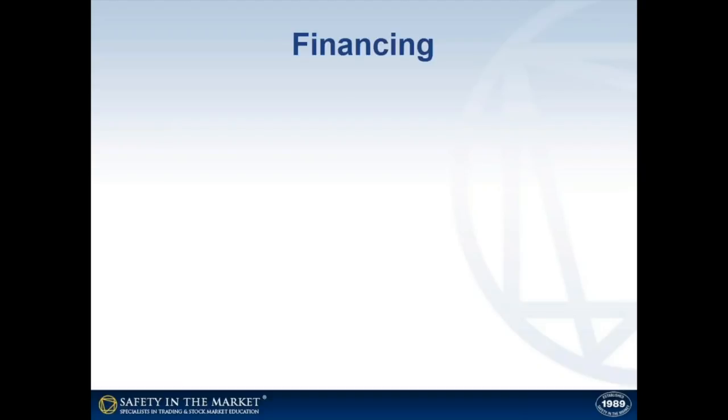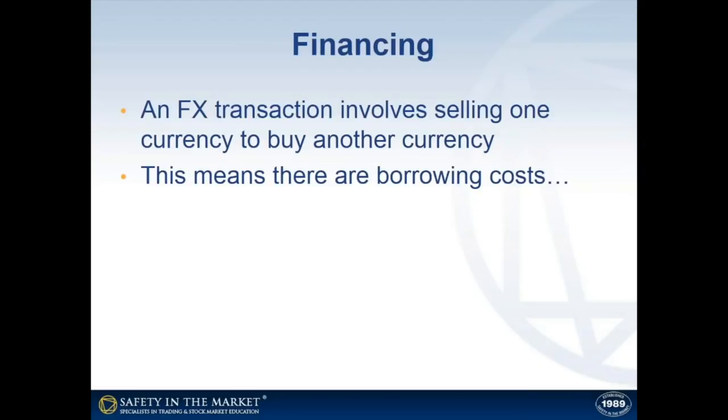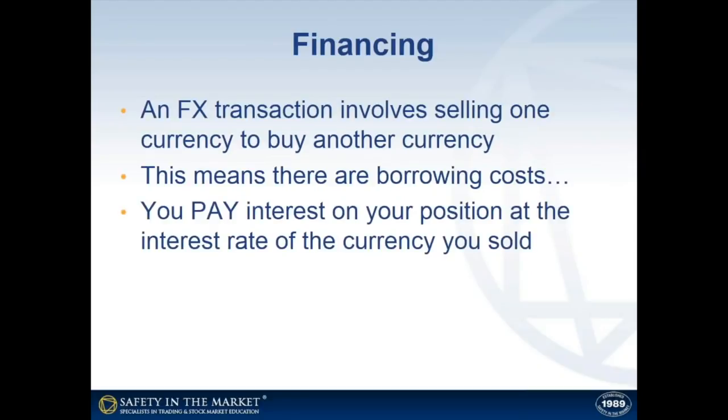So we've mentioned that an FX transaction involves selling one currency and buying another currency. Another way of looking at that is that you're borrowing in one currency to buy another currency. And when you're doing that, that means that there are going to be borrowing costs. Here's how the borrowing costs work. You pay interest on your position size at the interest rate of the currency you sold. Remember, you're always buying one currency and selling another currency. You pay interest on the position at the interest rate of the currency you sold.